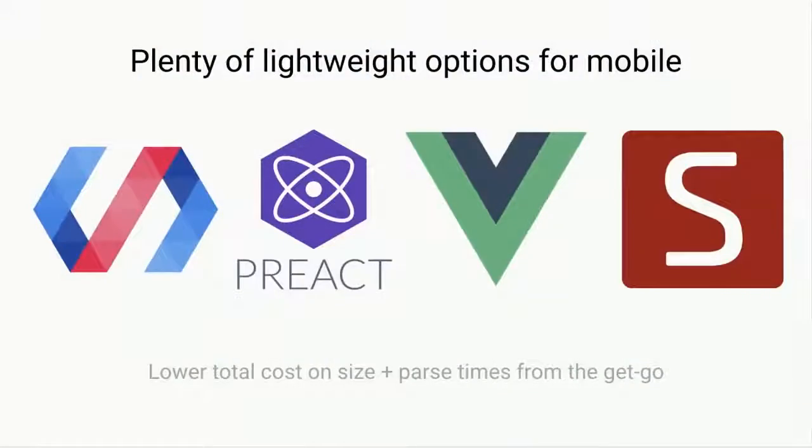Now, thankfully, over the last year, we've seen a huge increase in the number of good options for starting to build progressive web apps on mobile that have low parse and compile times. In addition to Polymer 2.0 joins us with Preact, Vue.js, and Svelte.js. These are all excellent options, and I'm starting to see an increasing number of companies consider them.